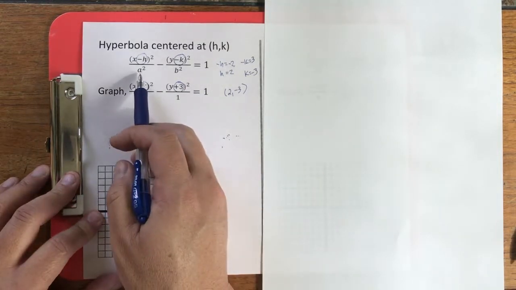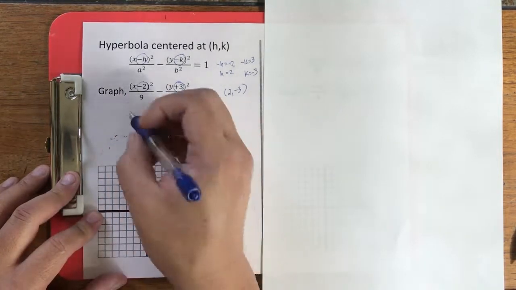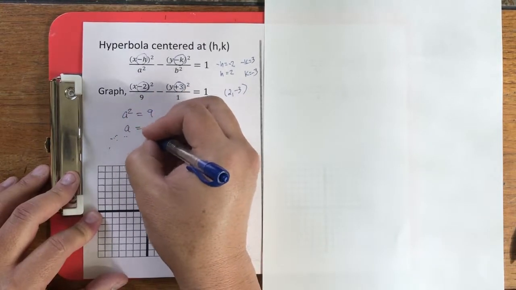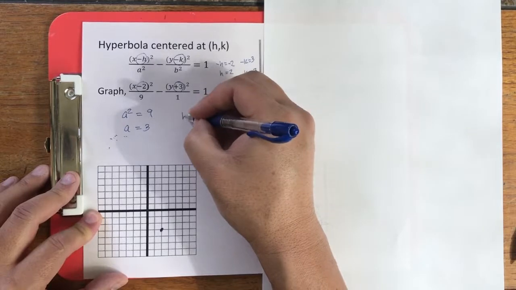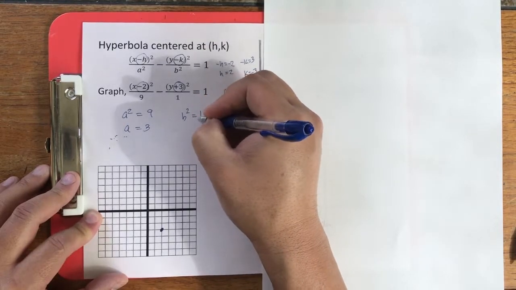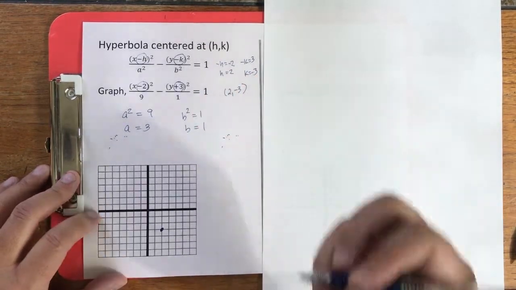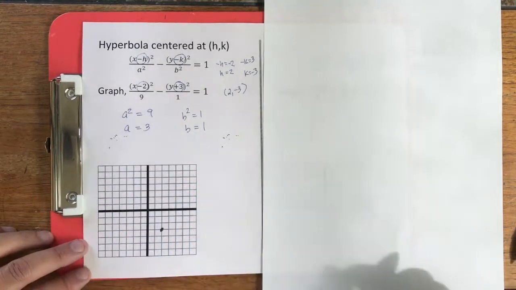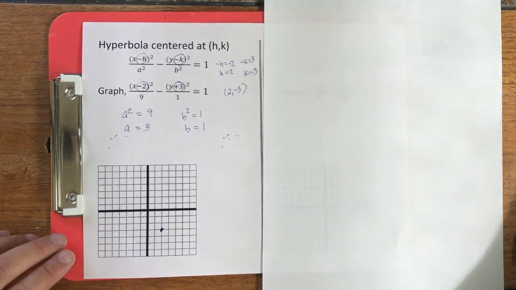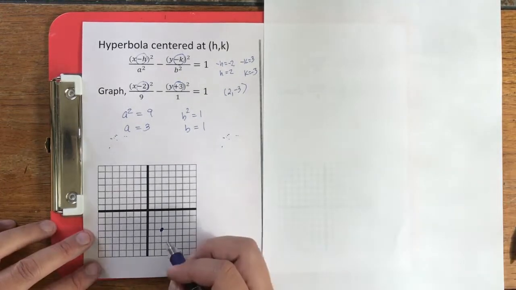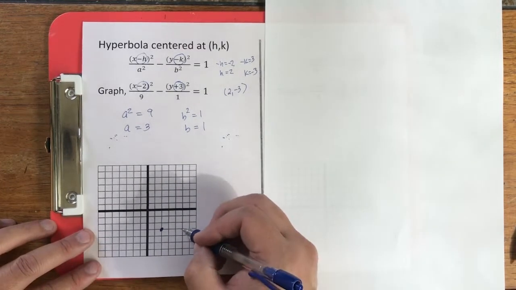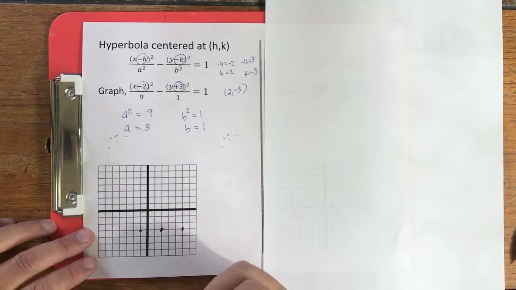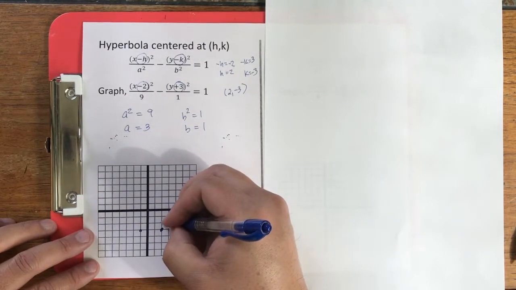Okay. Now let's figure out the a's and the b's. So again, the a is what's below the x. And the b is what's below the y. And if we square root both sides, we'll get 3 over here and 1 over here. Okay, now, the a tells me how much to the left and right to go. So from here, I'm going to move 3 boxes. And up and down, we're going to move 1 box.